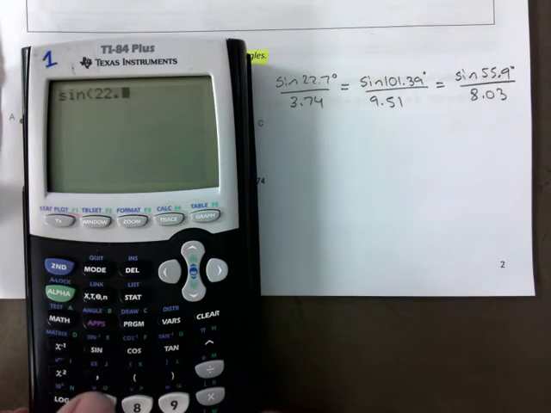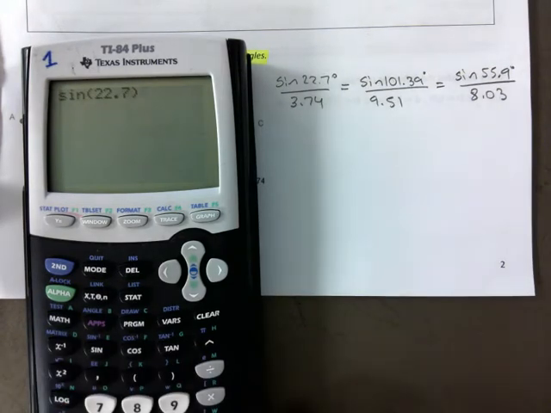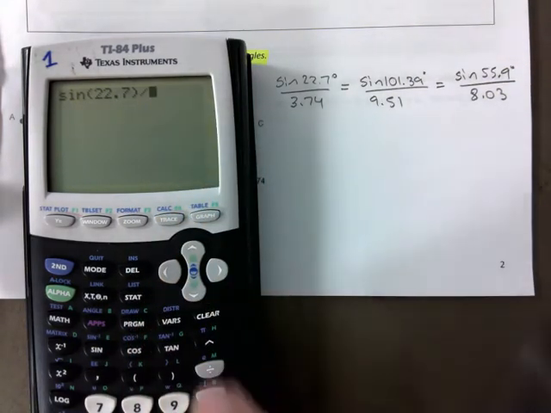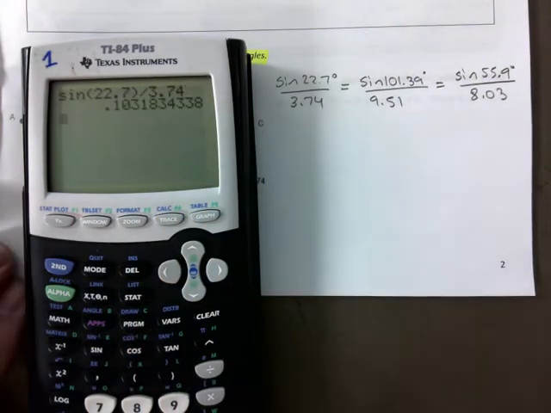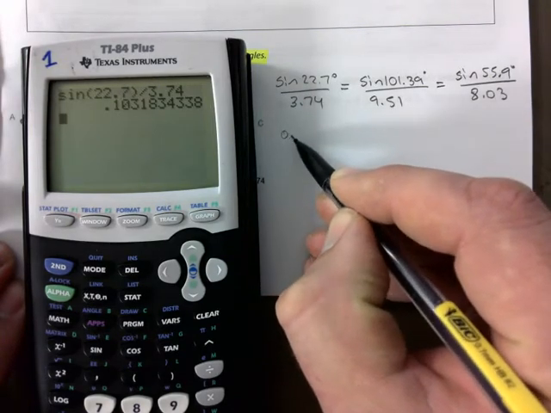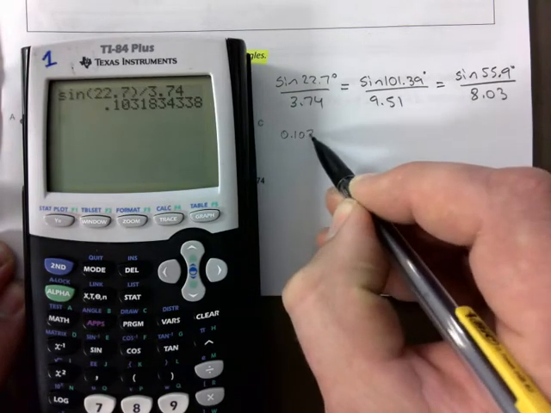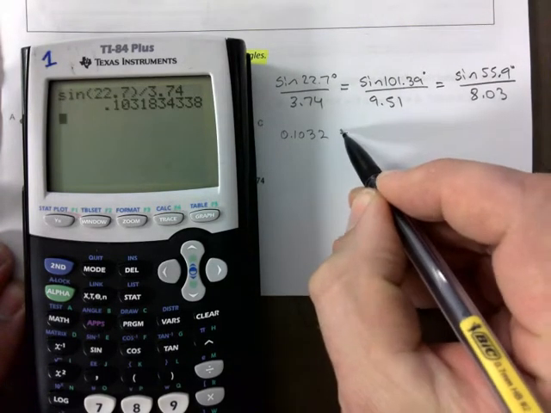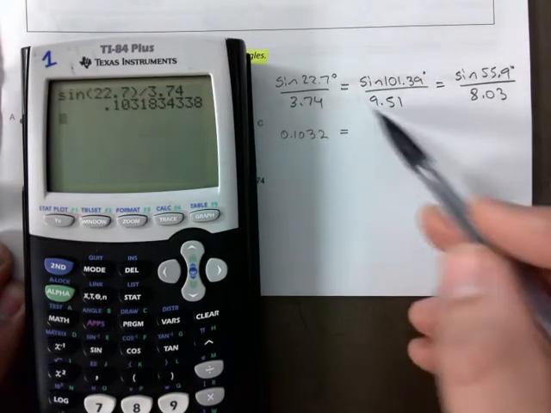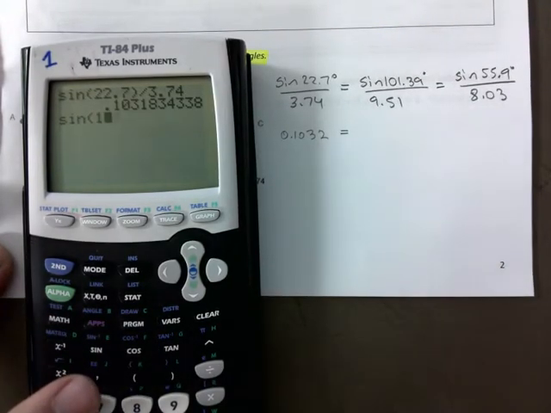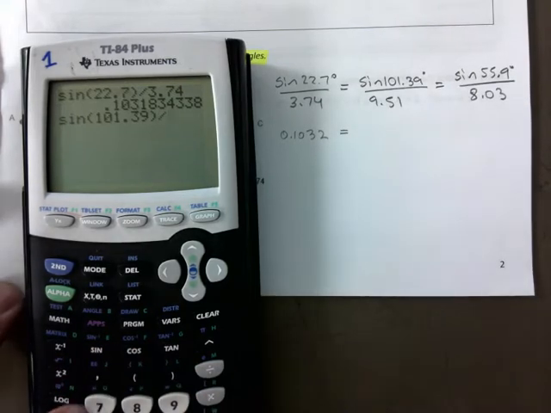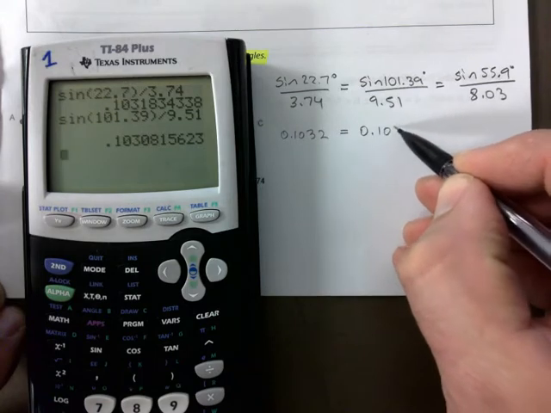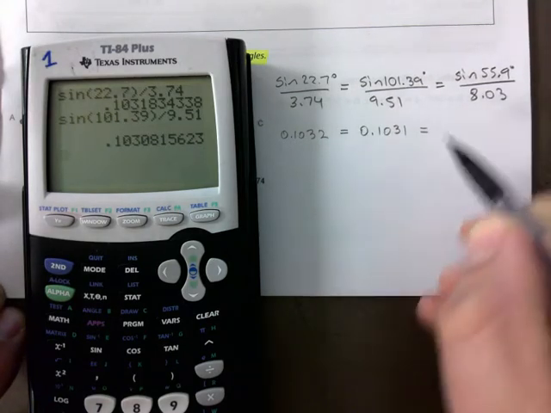Let's just make sure you know how to use this. Sine of 22.7, put that in brackets like that. You need to close the bracket, it will automatically start. Divided by 3.74. That is 0.1032. I'm just going to round to 4 decimals. Let's do the same thing with the middle one. Sine of 101.39 divided by 9.51. You get 0.1031. So it's a little bit off, right?